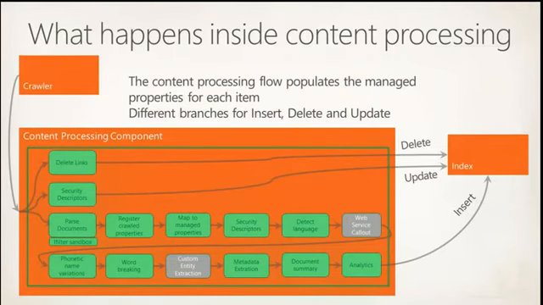Of course, the most interesting stuff happens in the main branch of the flow. That's when you upload a new document or modify an existing document, the crawler will send a bunch of properties, crawled properties, to content processing. The actual item, it won't send across the wire because they can be very big. It will write it to a temporary place, and then the content processing will just pick that up and send it to the parser.